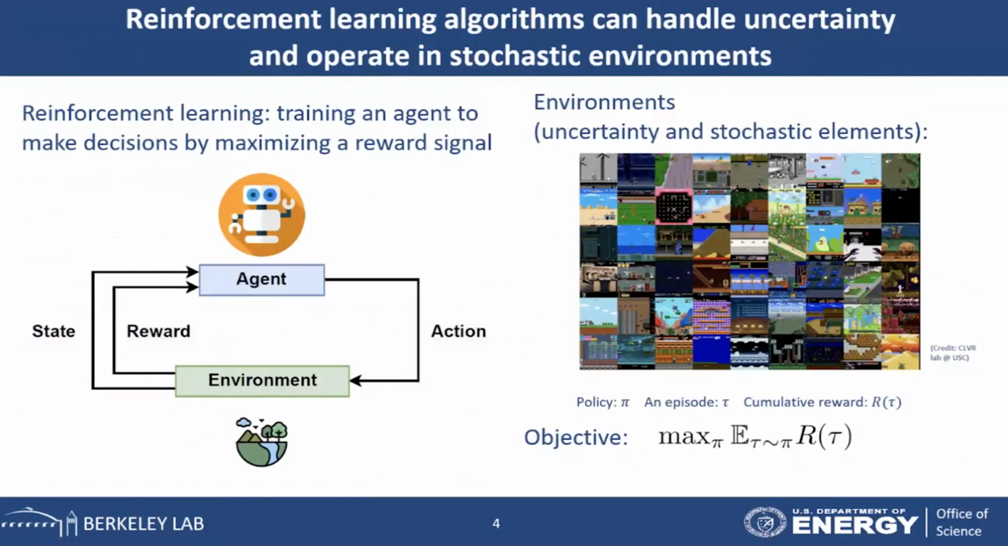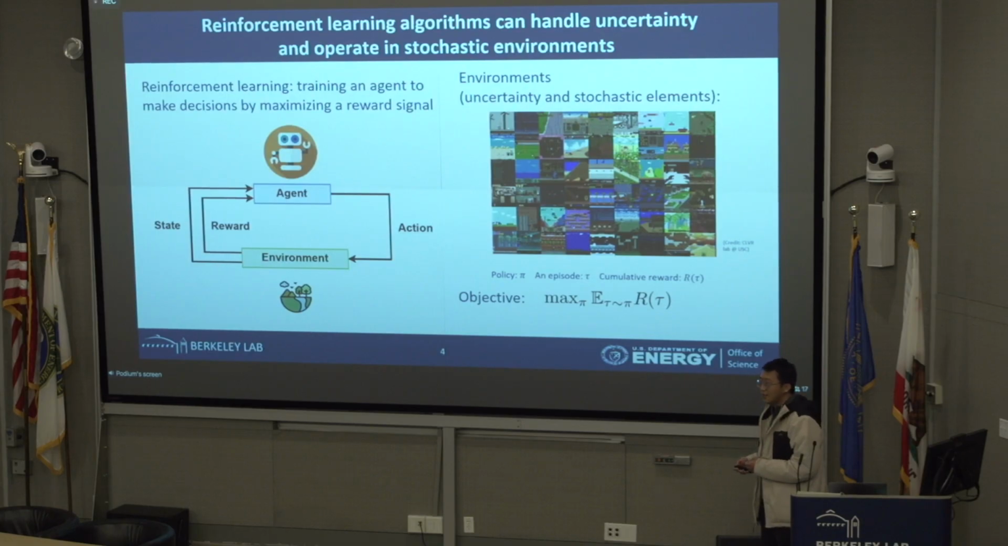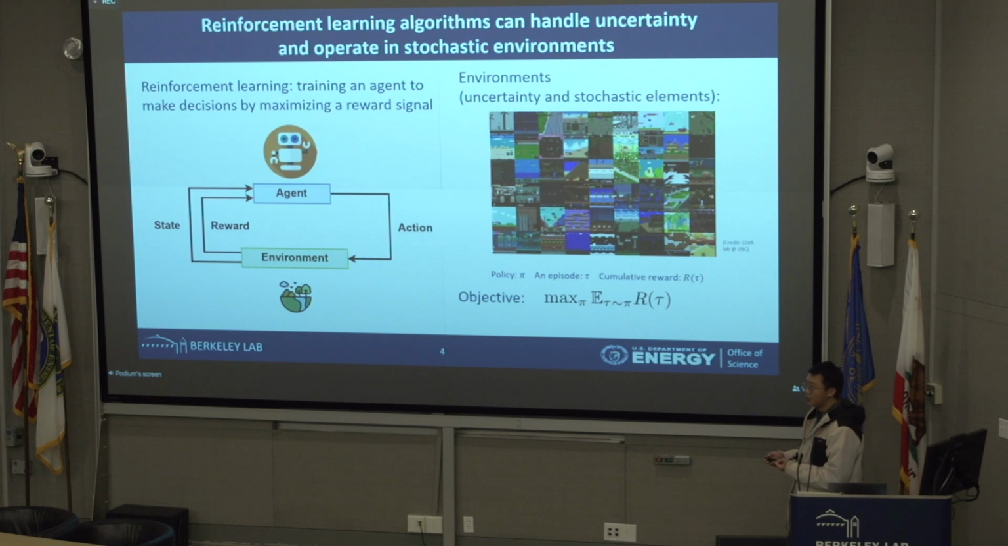Before we dive into our algorithm for discovering the reaction channel, I want to quickly explain what reinforcement learning is. Reinforcement learning is a type of machine learning where the agent is trained to make decisions by maximizing the reward during its interaction with the environment. The agent observes a state from the environment, and then it takes an action. Then the environment responds and changes to a new state and gives reward feedback to the agent.